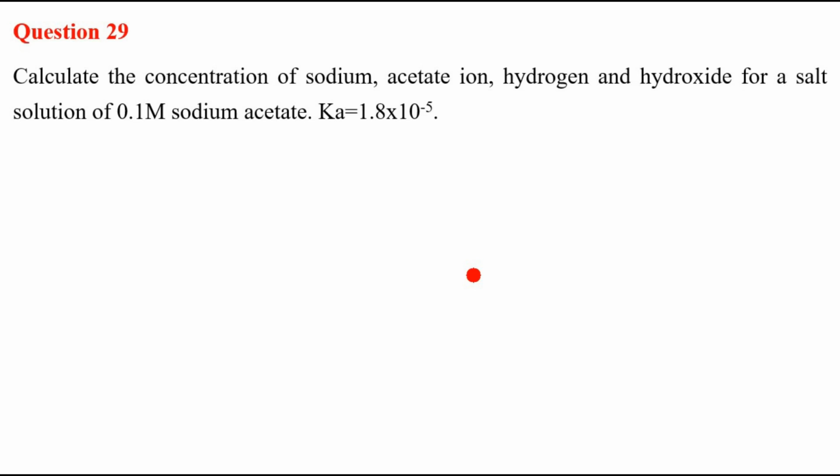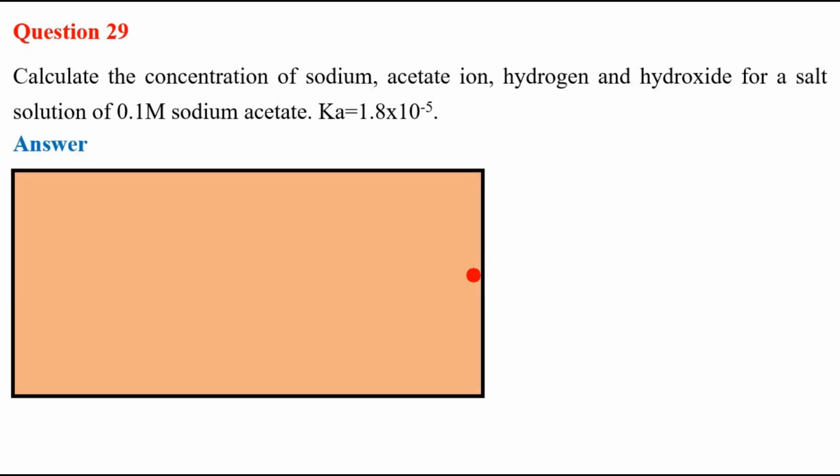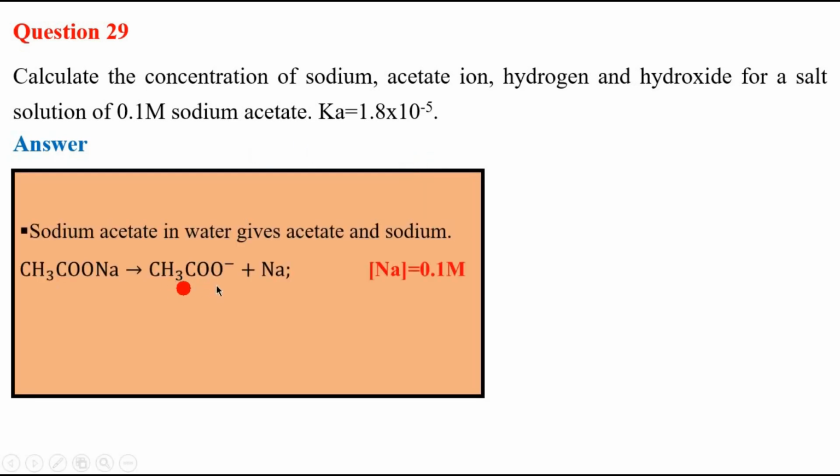That was question 28. Let's go to question 29. Question 29 is saying we have to calculate the concentration of sodium, acetate ion, hydrogen, and hydroxide for a salt solution of 0.1 molar sodium acetate. Here we have the salt. We can immediately do the IC table because we have sodium acetate. In the solution, it will give sodium and the acetate. So now they are asking, what is the concentration of sodium?